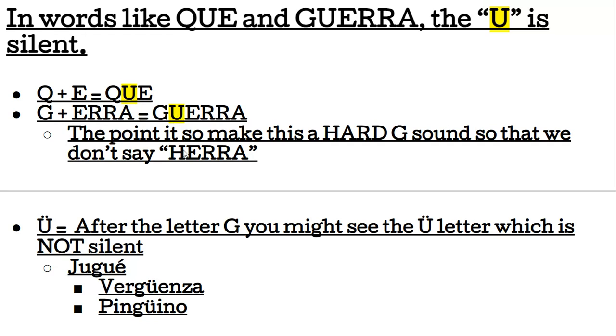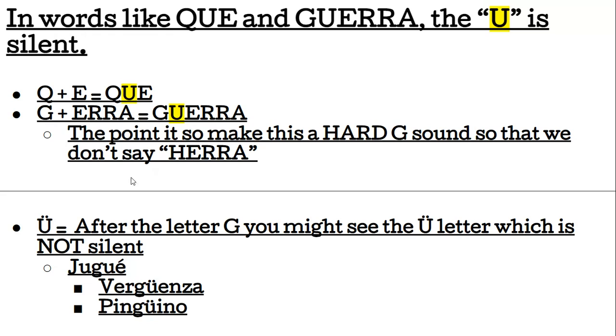The point of this is so that we don't say herra. If this were G-E-R-R-A, it would be pronounced herra, but the word is pronounced guerra. So in order to make this U silent and this G strong, that's what we do. We put this U in there, guerra. Now, this is a stronger G sound instead of herra. But then you're like, well, aren't there sometimes when you would want to say the U after a G?